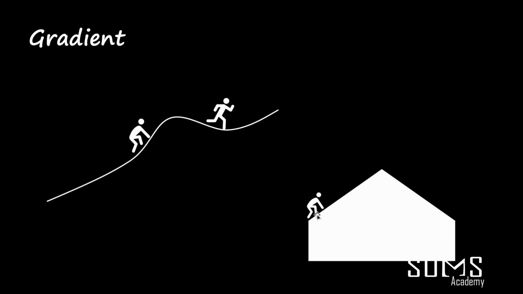Now, because this is a straight line, you'll see that the steepness, the rate at which he goes up, is the same. If he goes up 1 meter here, he'll increase by the same amount of height as if he climbed another 1 meter. So the rate at which the height increases as he goes up the roof is constant.